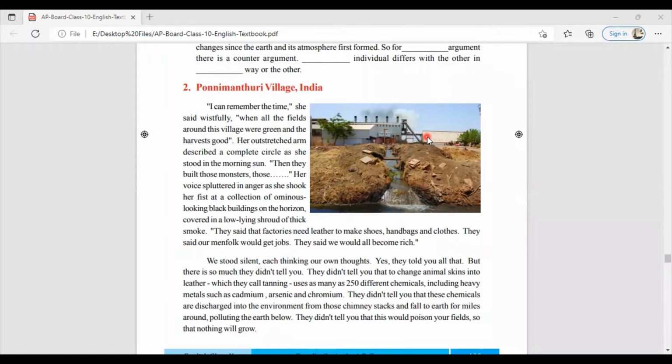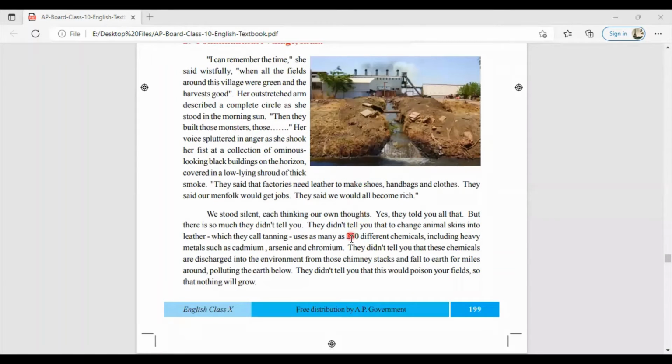The factory uses 250 different chemicals, chemicals like cadmium, arsenic, and chromium, which are poisonous and dangerous.